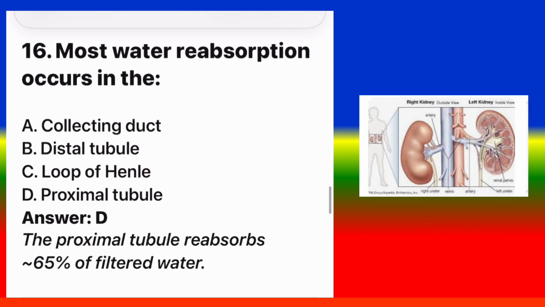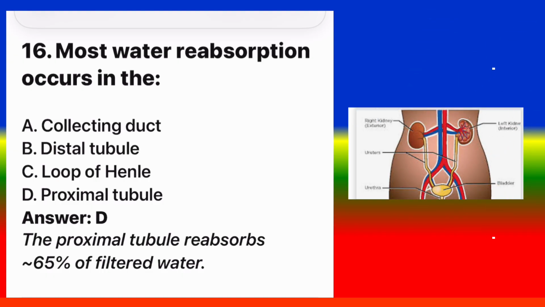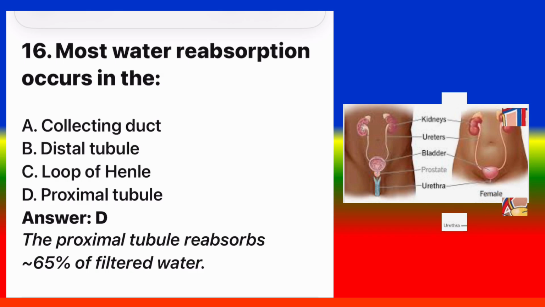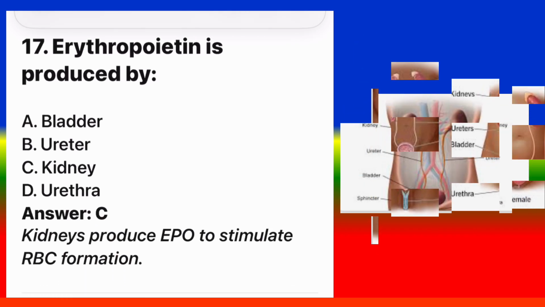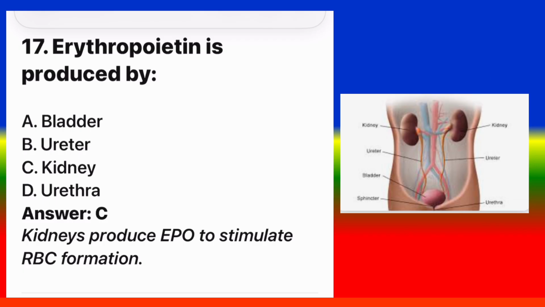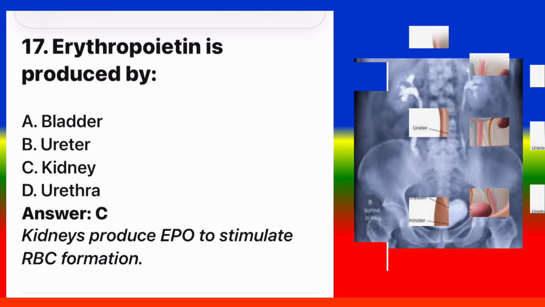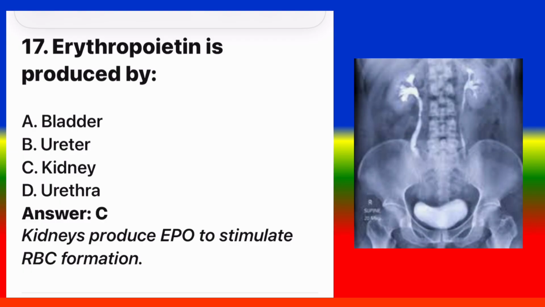16. Most water reabsorption occurs in the A. Collecting duct. B. Distal tubule. C. Loop of Henle. D. Proximal tubule. Answer D. The proximal tubule reabsorbs 65% of filtered water. 17. Erythropoietin is produced by A. Bladder. B. Ureter. C. Kidney. D. Urethra. Answer C. Kidneys produce EPO to stimulate RBC formation.